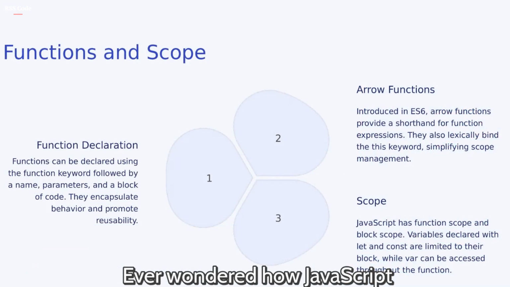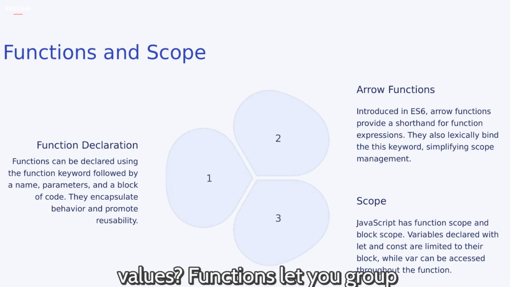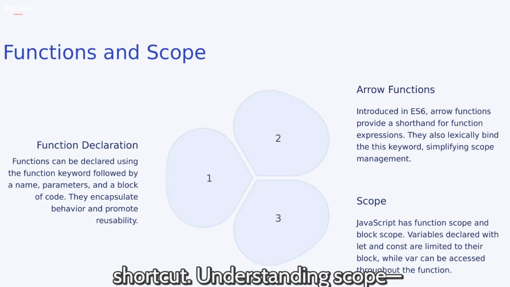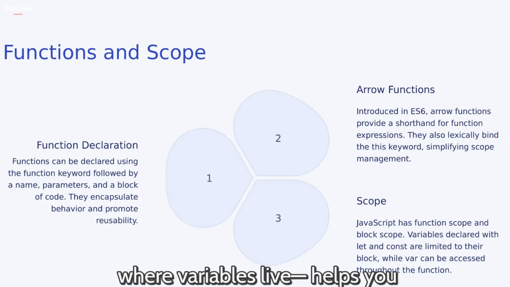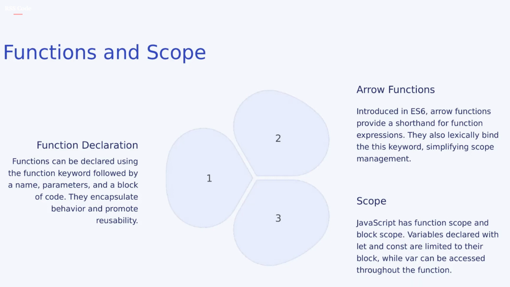Ever wondered how JavaScript performs tasks or remembers values? Functions let you group code into reusable blocks, while arrow functions offer a modern shortcut. Understanding scope, where variables live, helps you write cleaner, more predictable code as your projects grow.